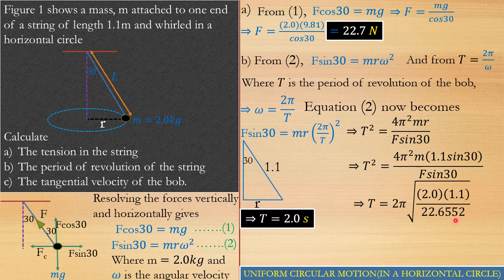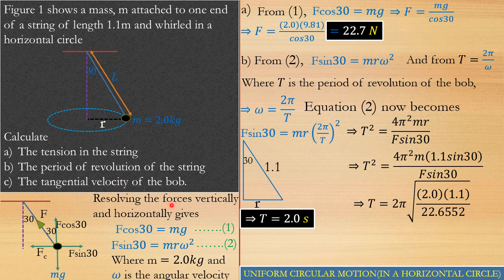So friends, if we simplify this way, we are going to have our tension to 1 decimal place to be the same as 2.0 seconds. Wait, I'm at the period, sorry guys, the period. We're going to have the period to be 2.0 seconds. That is to 1 decimal place, sorry. All right. Now friends, the last part of the question wants us to get the tangential velocity of the bulb.